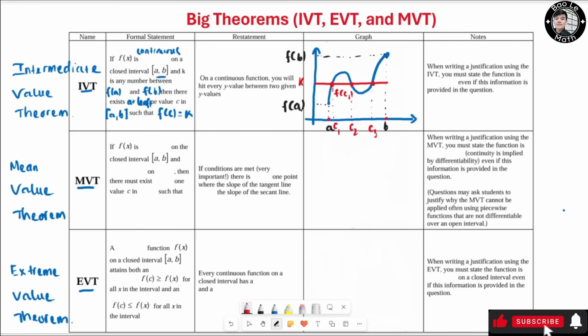Suppose k is right here, so you only have two values, this guy and this guy. Suppose k is right here, you only have one value. So to restate this formal statement, we're going to say that on a continuous function, you will hit every y value between two given y values at least once.